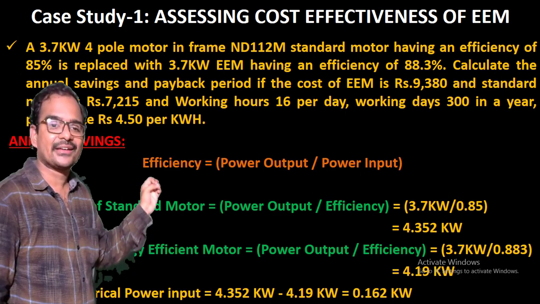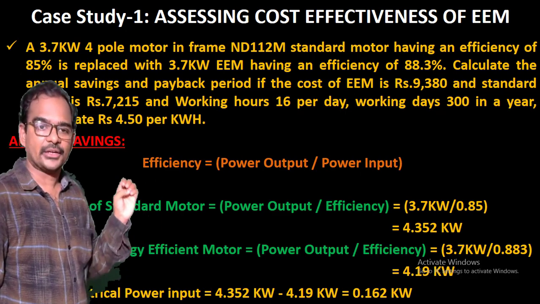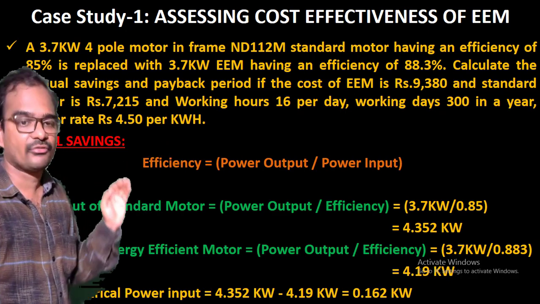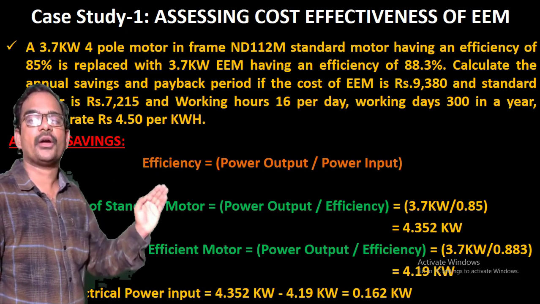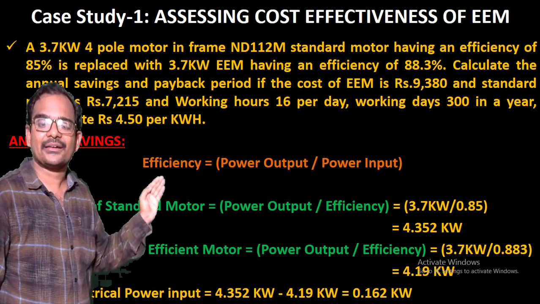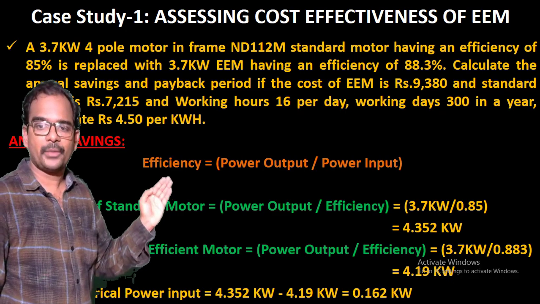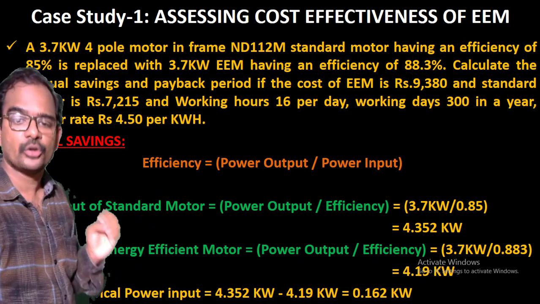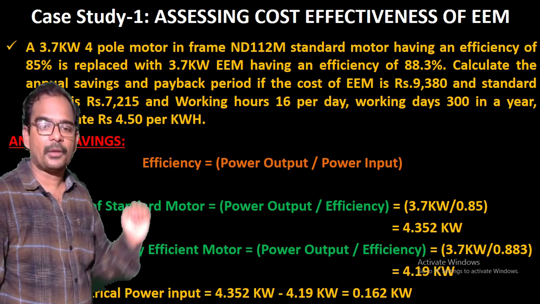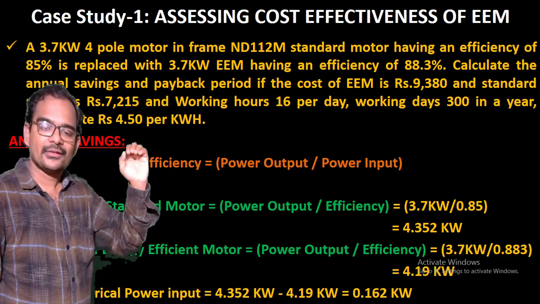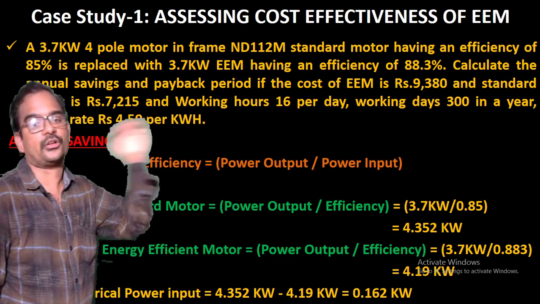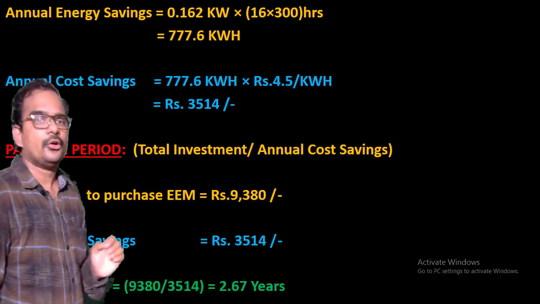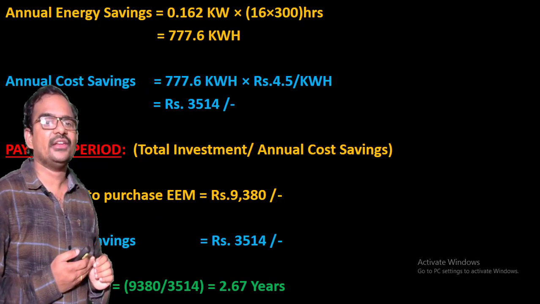So what is the saving in electrical power input? If I use a standard motor, the electrical power input is 4.352 kilowatt. But if I use an energy efficient motor, the power input is 4.19 kilowatt. What is the savings in electrical power input? 4.352 minus 4.19, which will be 0.162 kilowatt. So the energy efficient motor will operate at reduced power input, 0.162 kilowatt less than the standard motor. Right. So this 0.162 kilowatt is the saving in electrical power input. Now we have to calculate the annual energy savings.